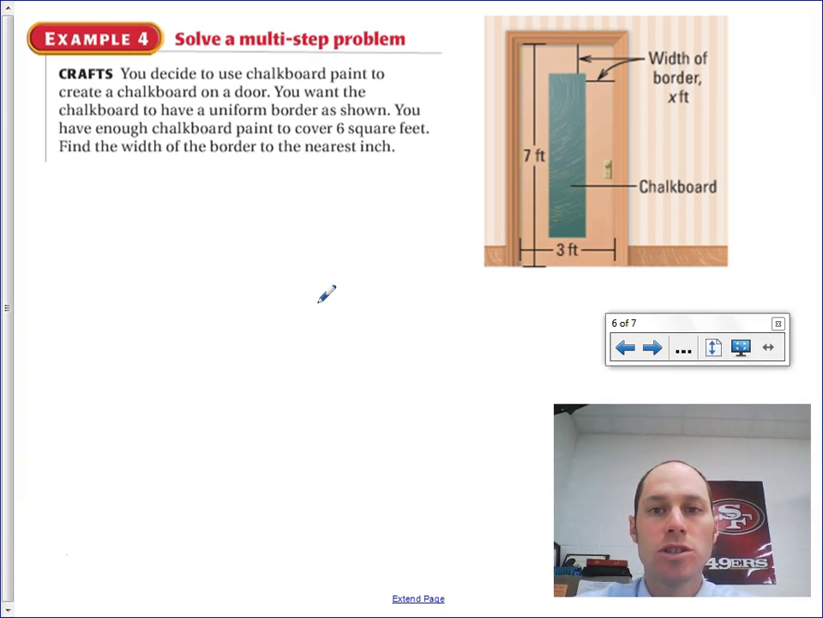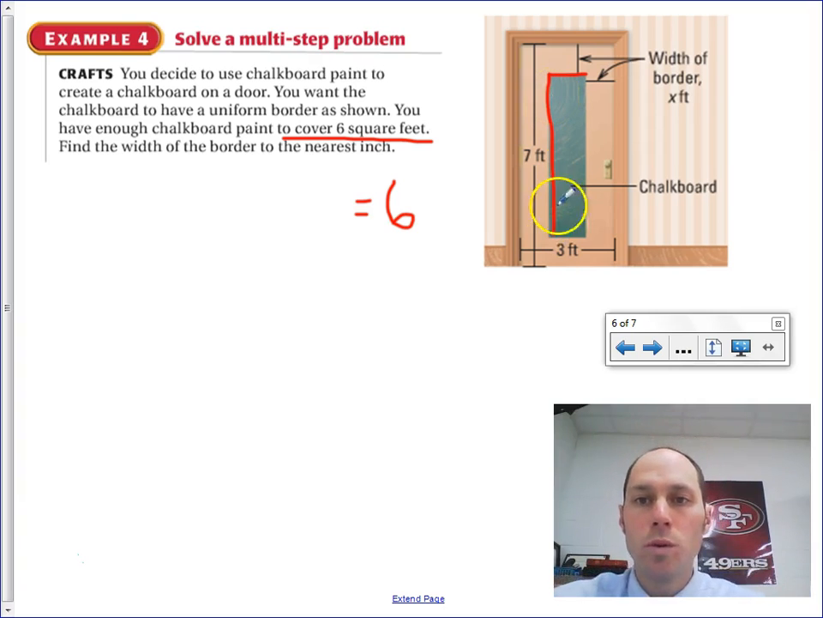So the first thing we should do is just figure out what we know. We know that we have 6 square feet of paint, and that's what we want to figure out how to use this chalkboard paint. Then we need to figure out how much area we need to cover. So we need this area, length times width.